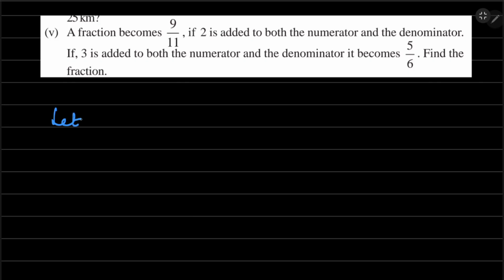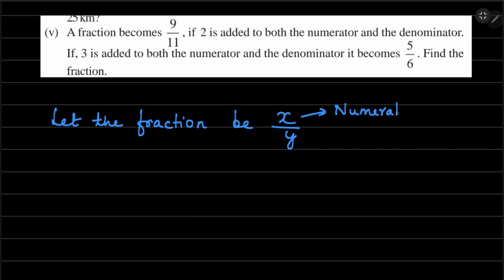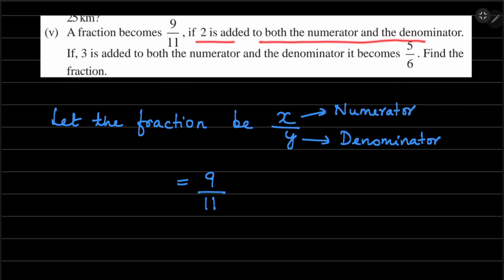Let's write, let the fraction be x by y. Okay, so here your x is nothing but your numerator and y is your denominator. Now let's read the question and just apply the same here. What is given? The fraction becomes 9 by 11 if 2 is added to both numerator and denominator.